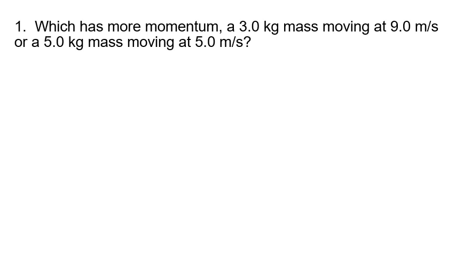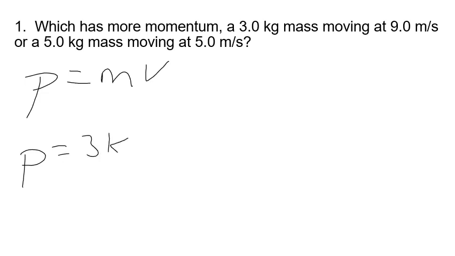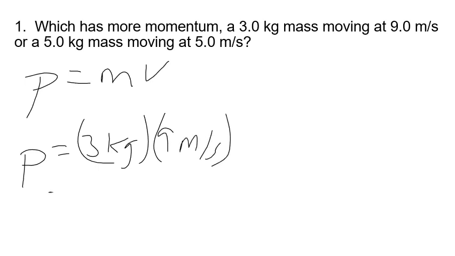So let's take a look at how we solve these momentum problems. First of all, which is more momentum? Well, momentum is calculated P equals mv, or mass times velocity. For our first situation, we've got a 3 kilogram mass times a velocity of 9 meters per second, which gives us a momentum of 27 kilogram meters per second.